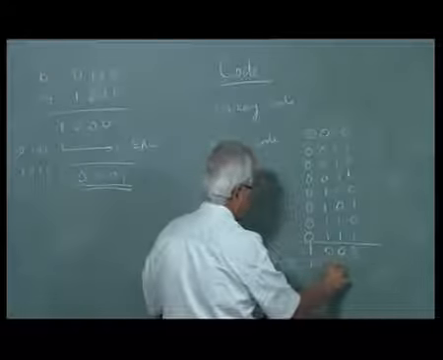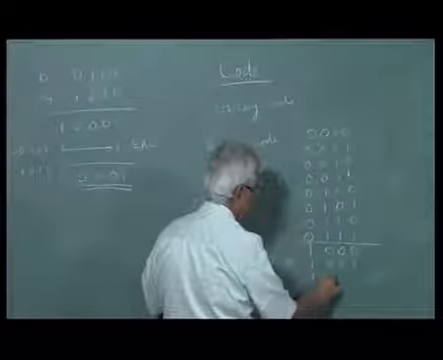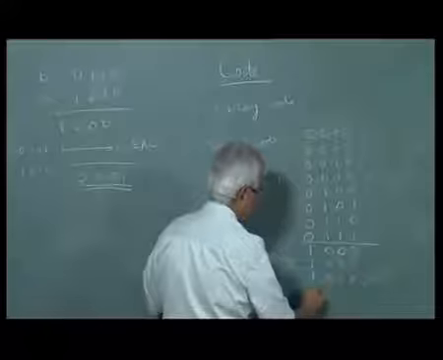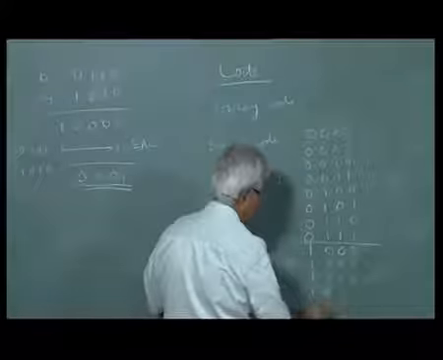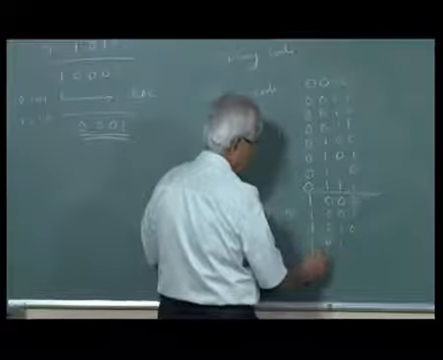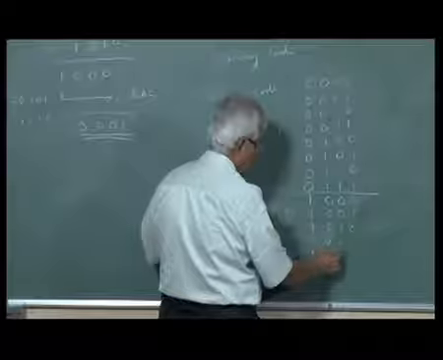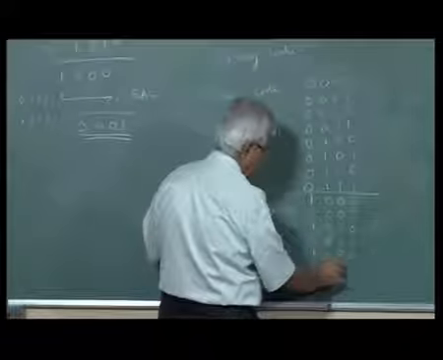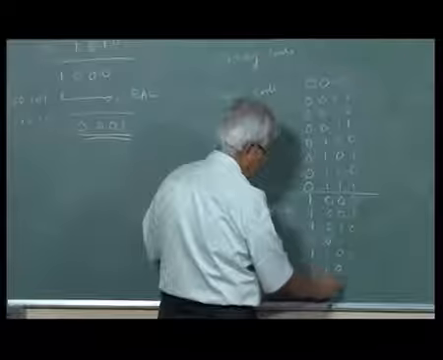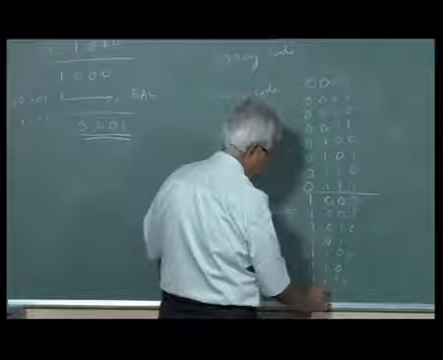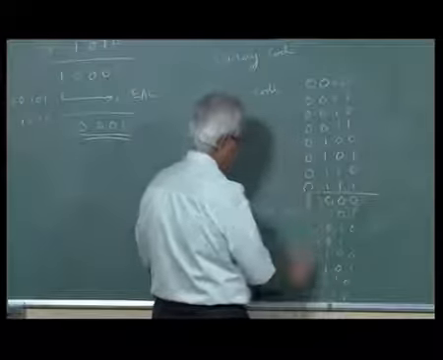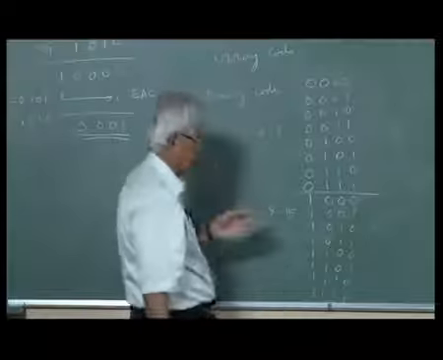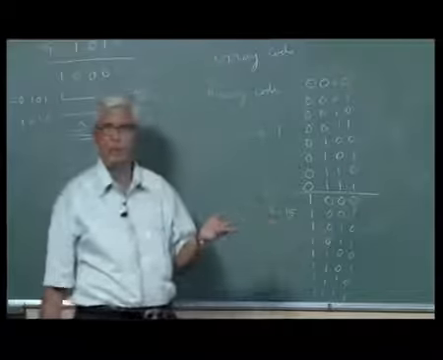1000, 1001, 1010, 1011, 1100, 1101, 1110, 1111. This is 8 to 15. There is no problem. Everybody understands this.